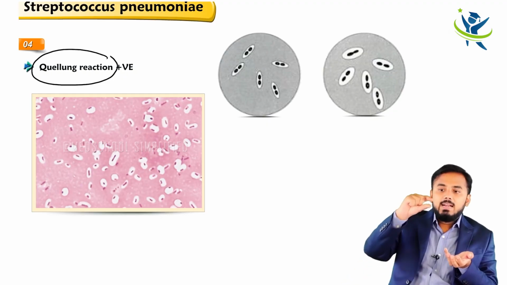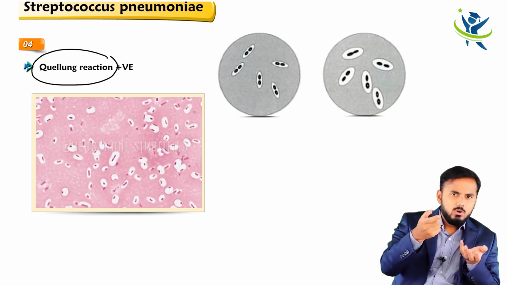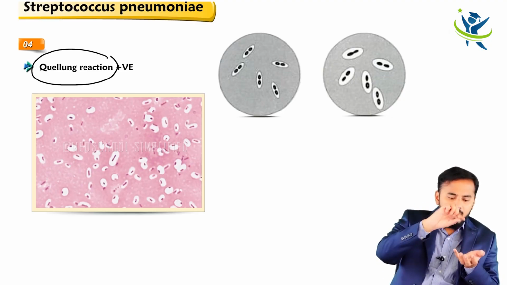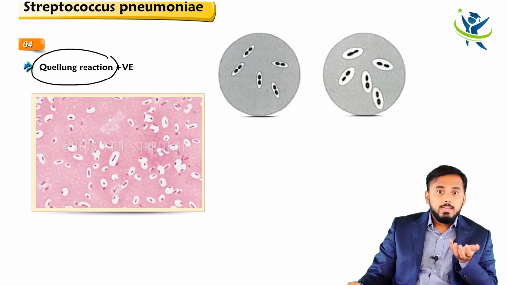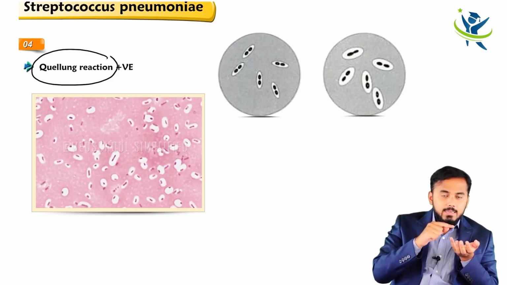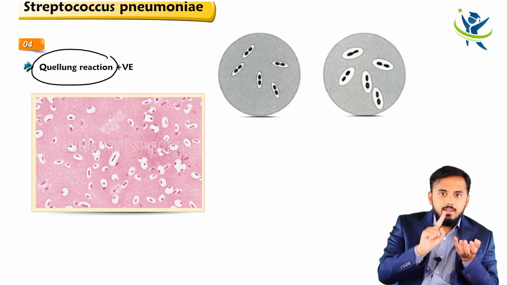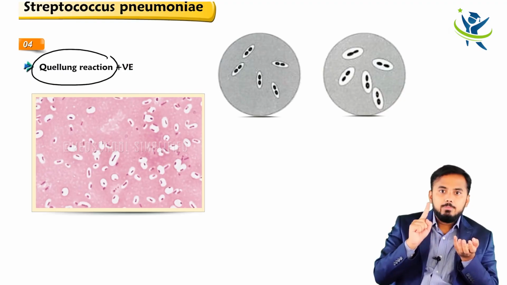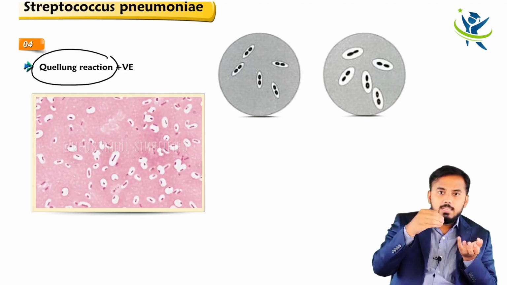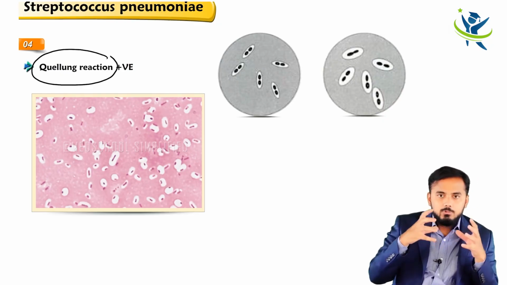Okay. Now, I will add antibodies to it. Exactly speaking, I will have anti-serum. Anti-serum has got antibodies, right? So, I will add antibodies to it. When I add antibodies, if in that sputum I have Streptococcus pneumoniae, then I will have a capsule. If I have a capsule, these antibodies will attach to that capsule. When these antibodies attach to that capsule, the capsule will swell up.